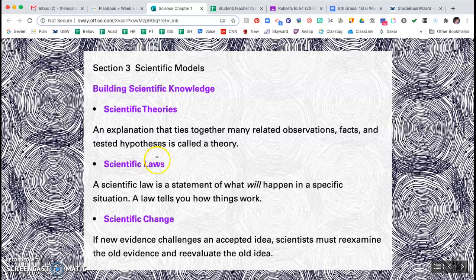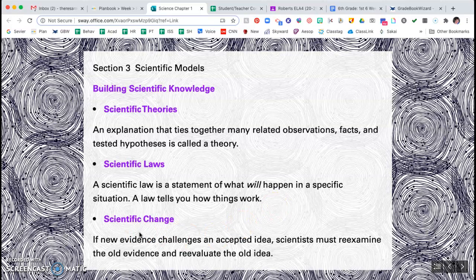So that leads us to scientific laws. A scientific law is a statement of what will happen in a specific situation. A law tells you how things work. So the law of gravity. If you go anywhere on this earth and you let go of a pin, as long as you're on earth, it's going to fall to the ground. Now, why is that? It's because gravity is pulling it down to the ground. So gravity is a proven law. It's no longer a theory.